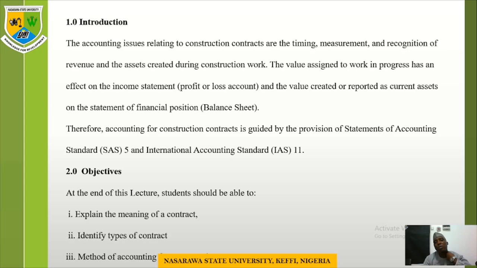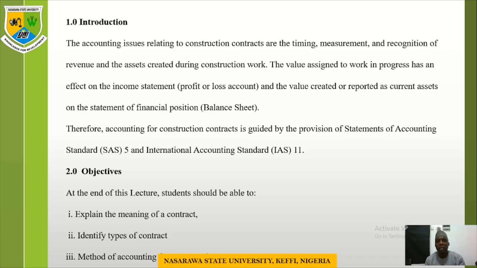By way of introduction, accounting issues relating to construction contracts involve a lot of timing, measurement, and recognition of revenue and of the asset created during the construction work. Not only that, the value assigned to work in progress has an effect on the income statement, that is the profit or loss account. The value so created is reported as a current asset on the statement of financial position, which before now was called the balance sheet.